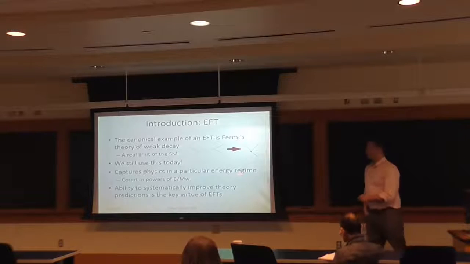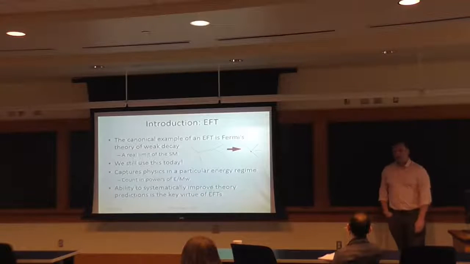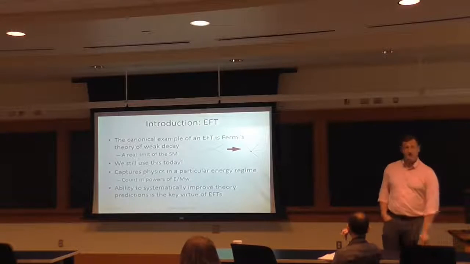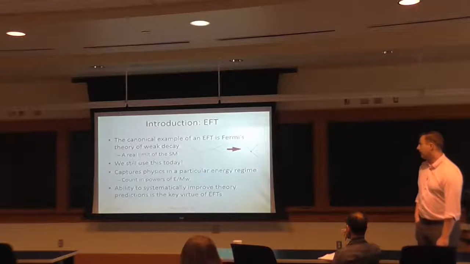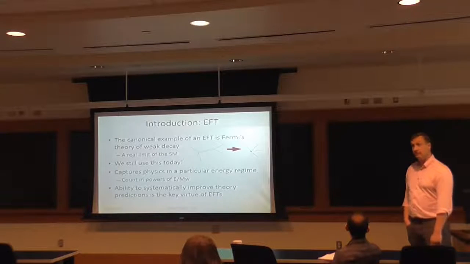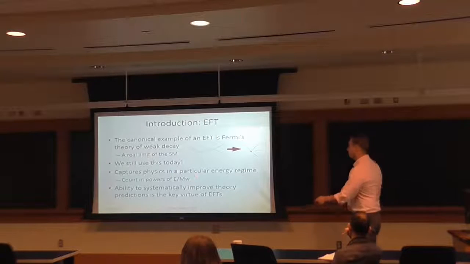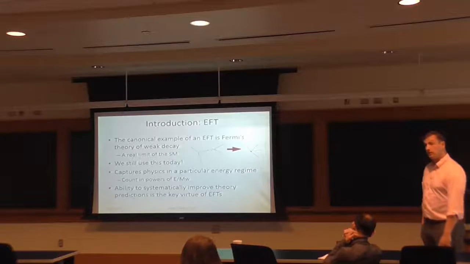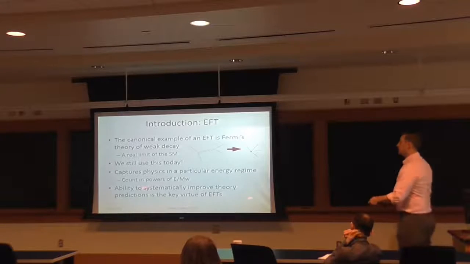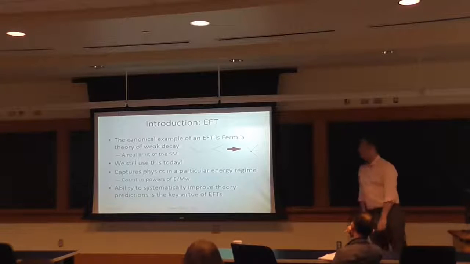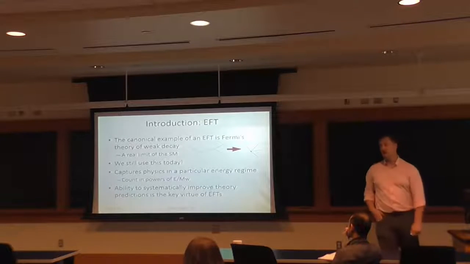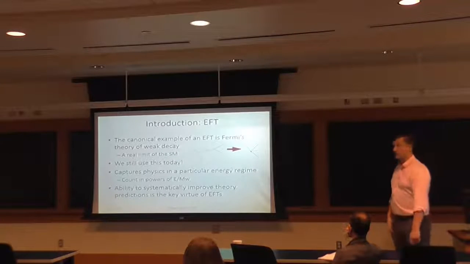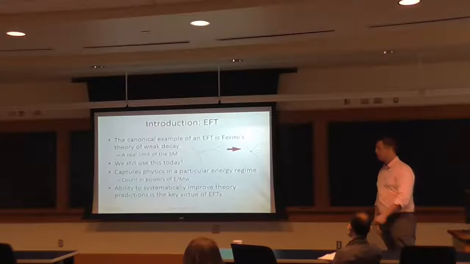This is built to capture the physics in a particular energy regime. It does an expansion in powers of the energy of the process divided by MW. And you are able to systematically improve your theory prediction in this limit by considering higher powers in 1/mw and higher powers in electromagnetic couplings. And this ability to continue this series forward is the key virtue of effective field theories. You can identify more small parameters and expand in them. And as long as you're doing that consistently, it's very useful.